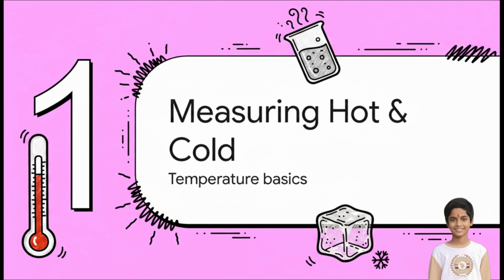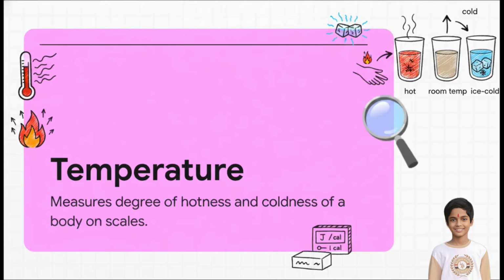Section 1. Measuring hot and cold. Now you might think heat and temperature are the same thing, right? Actually, scratch that. They are totally different, and you absolutely need to know the distinction for your objective questions. Heat energy is measured in joules or calories. Temperature, on the other hand, is just the measure of the degree of hotness or coldness of a body, and we measure that on temperature scales.